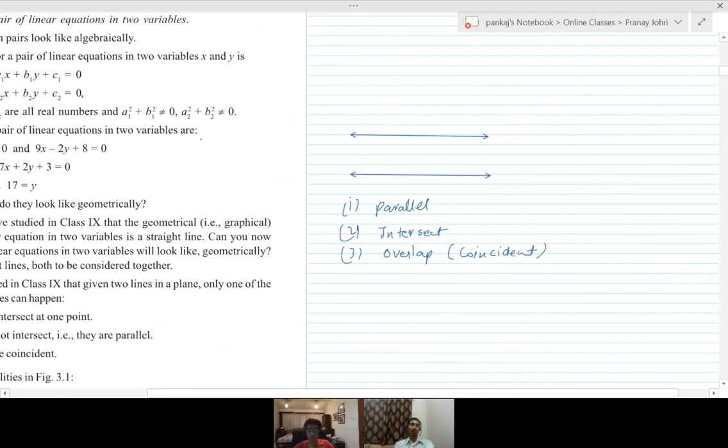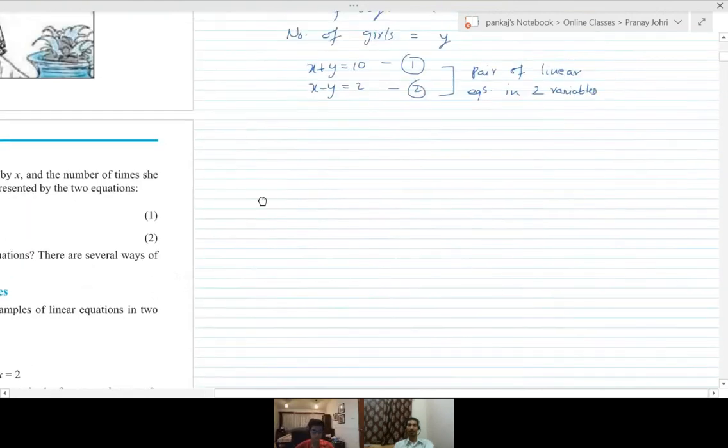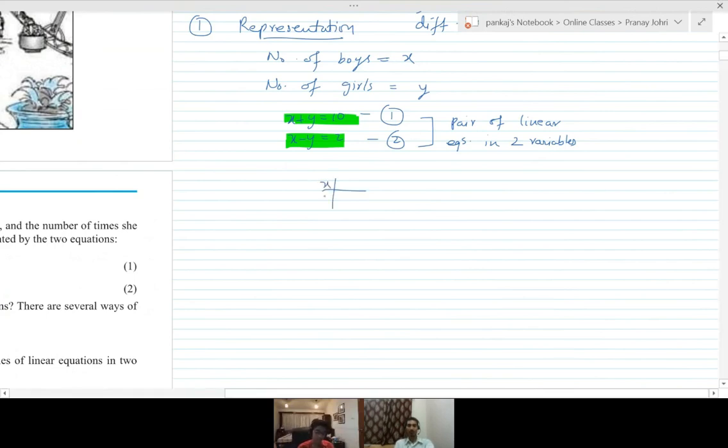So you have studied drawing the graphs. Can you draw the graph for our first example, this one? You can sketch it roughly. x is 5, y is 5; x is 8, y is 2; x is 2, y is 8. Yes, x is 2, y is 8, and x is 8, y is 2.